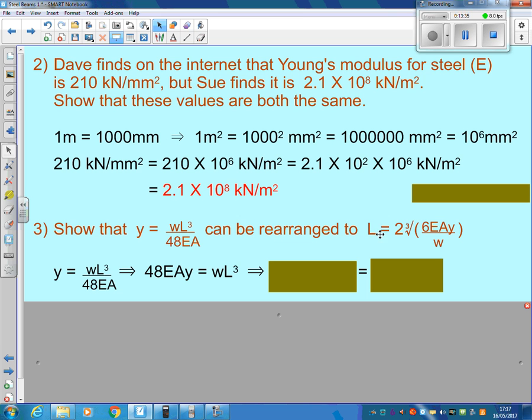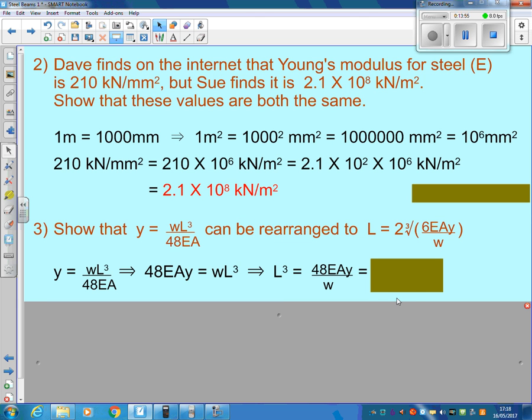Next bit, I want to get it down to L, so I really want it as an L cubed. So I now divide by W. I get rid of that W and put it underneath, since I'm dividing by it. So I get L cubed as 48EAY divided by W. So that's what your L cubed is.